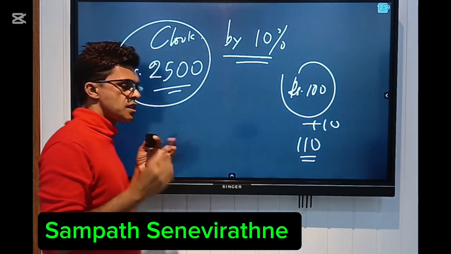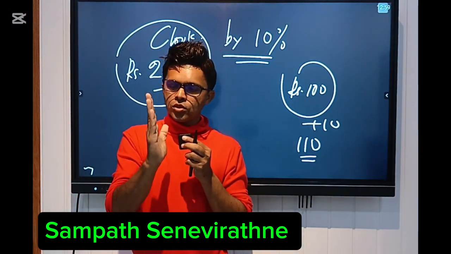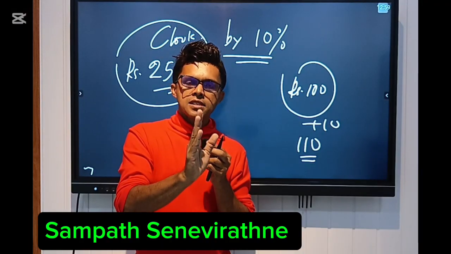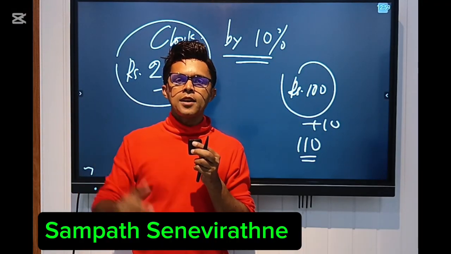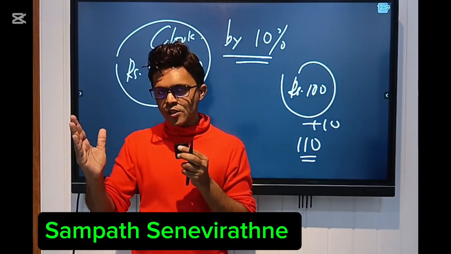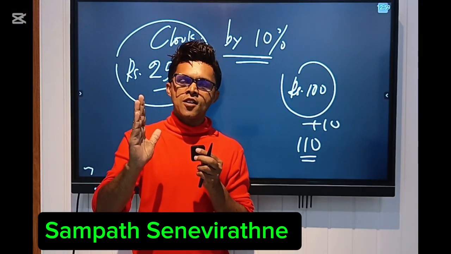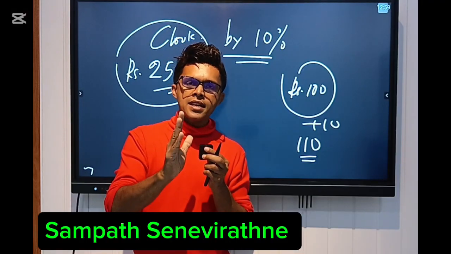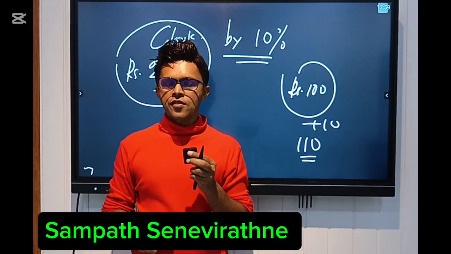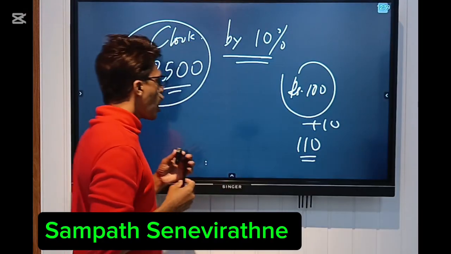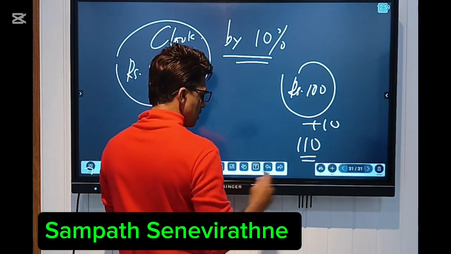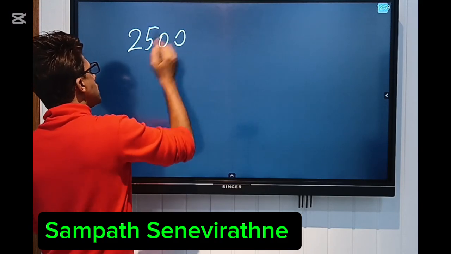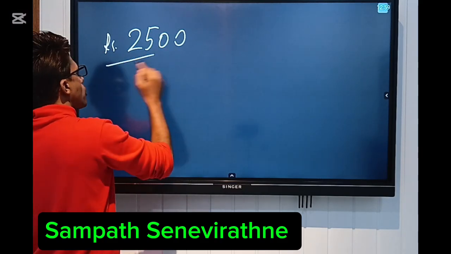So the question is: the price of a clock is 2500 rupees. It increases the price by 10%. Find the new price of the clock. How to find the new price of the clock? First of all, you should calculate the increase of the price of this clock.